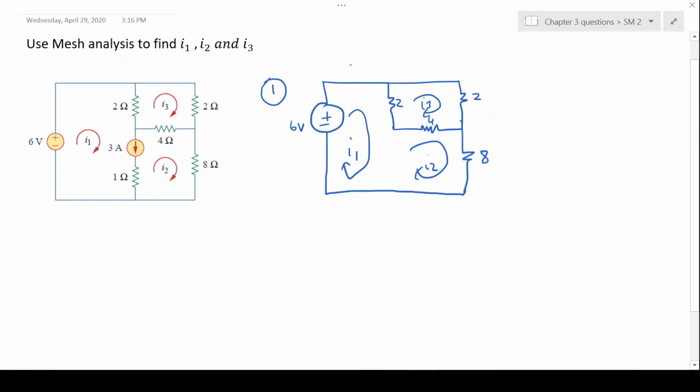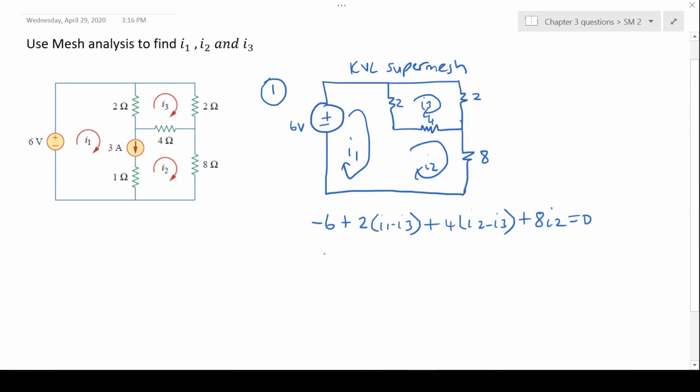Right, so if we do a KVL in the super mesh, then what we're going to find is negative 6 volts plus 2 multiplied by I1 minus I3, plus 4 multiplied by I2 minus I3, because we're working in the super mesh, plus 8 times I2 gives you 0.